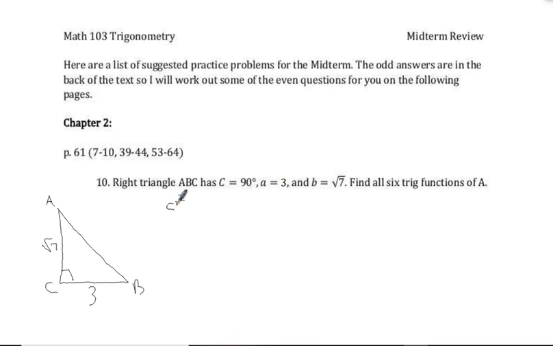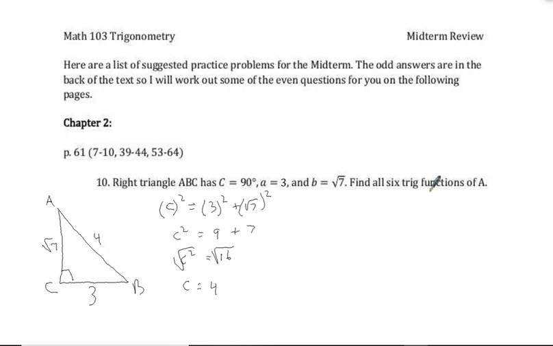Little c squared equals 3 squared plus the square root of 7 squared, and that will be 7 plus 9 is c squared, or 16 equals c squared. Take the square root of both sides, and you find that the side length for c is 4 units.